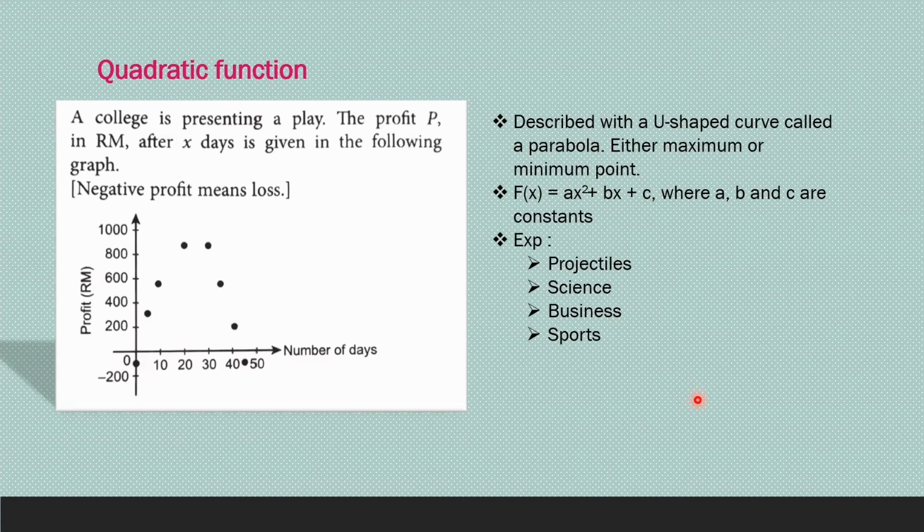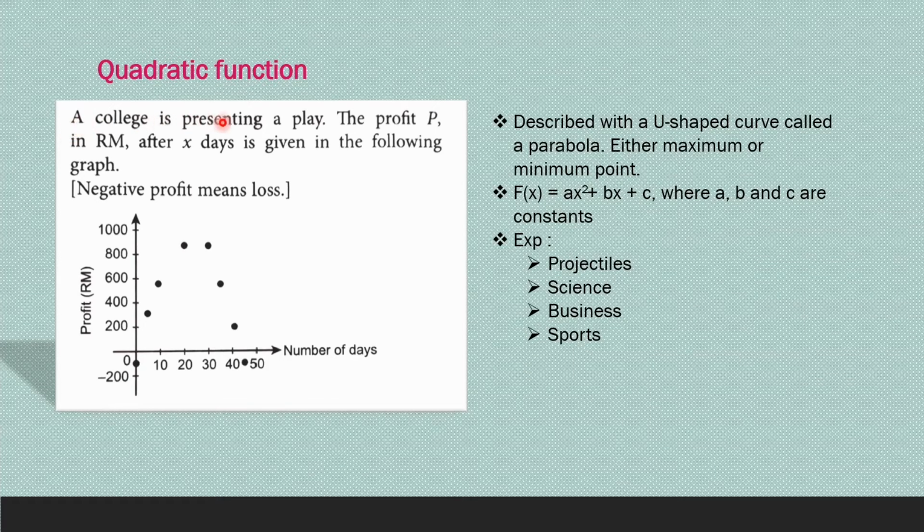Second is mathematical modeling with quadratic function. A quadratic function can be described with a U-shaped curve called a parabola. The curve has either a maximum or minimum point. The general form of a quadratic function is f(x) equal to ax squared plus bx plus c, where a, b, and c are constants. Quadratic functions can be used to model motion in moving projectiles and are widely used in science, business, sport, and others. Let's see the example.